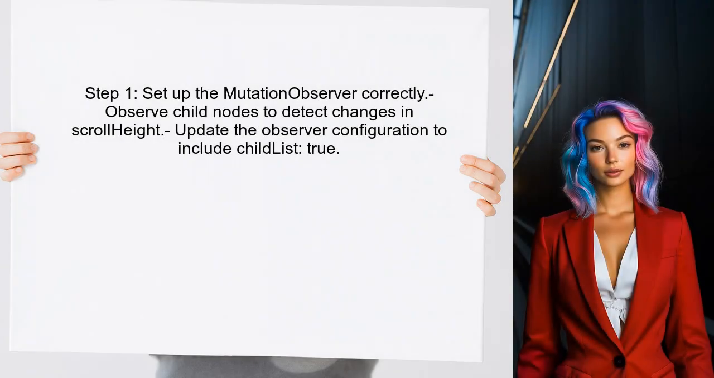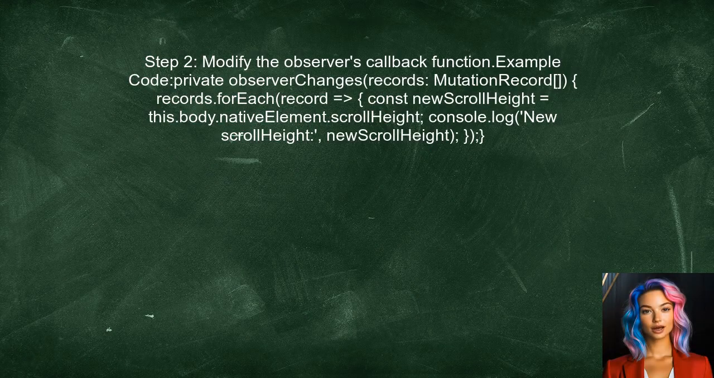To detect changes in the scroll height of a DOM element, the user should first ensure that the MutationObserver is set up correctly. This involves observing the child nodes of the element, not just the attributes. Next, the user should modify the observer's callback function to check for changes in the scroll height. This can be done by comparing the previous scroll height with the current one.